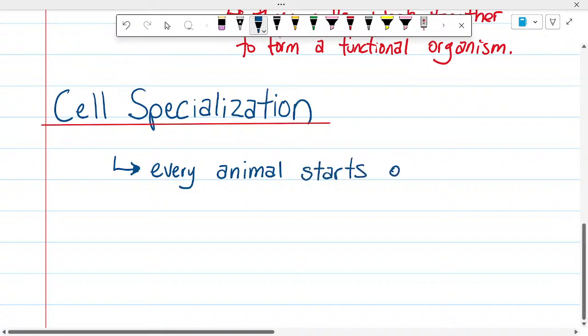Yeah, one. I mean, it's interesting. We start off as two, but actually then those two cells, which are not a new organism, come together and form a new organism, right? So it starts off as a single cell.